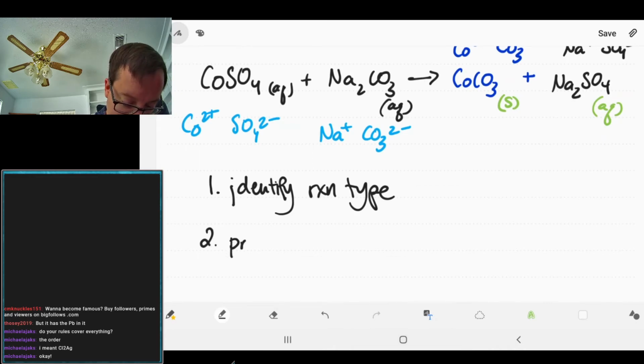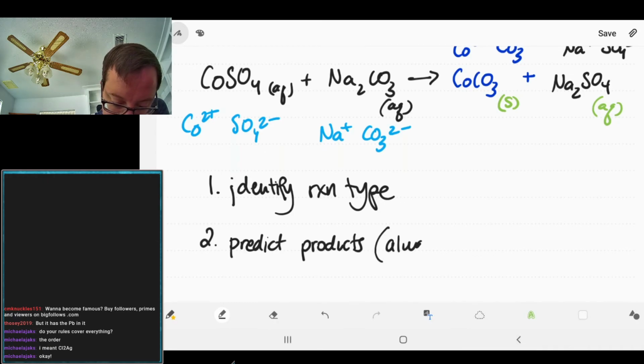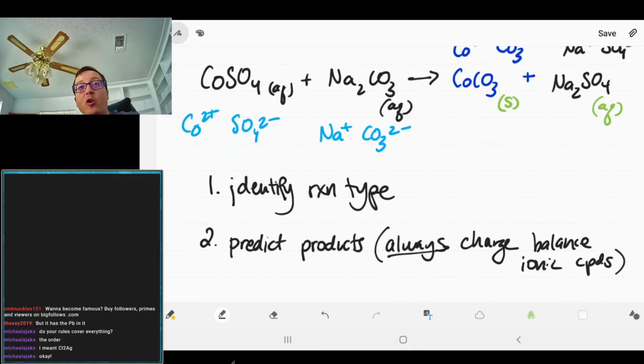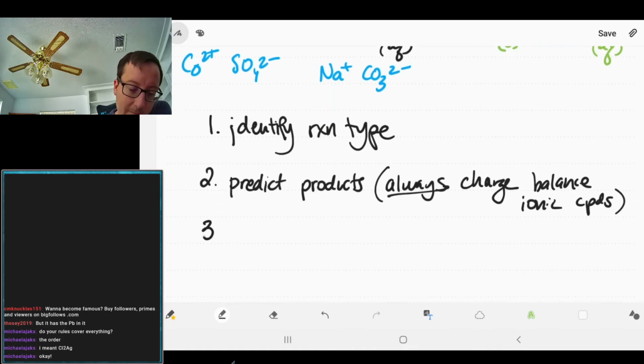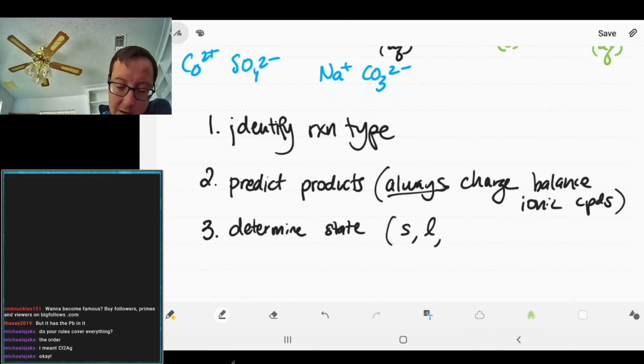Second thing, we're going to predict the products. Don't forget to always charge balance your ionic compounds. Always, always, always. Number 3, you are then going to determine the state of your products: solid, liquid, gas, aqueous. And then the last thing you'll want to do is balance it.